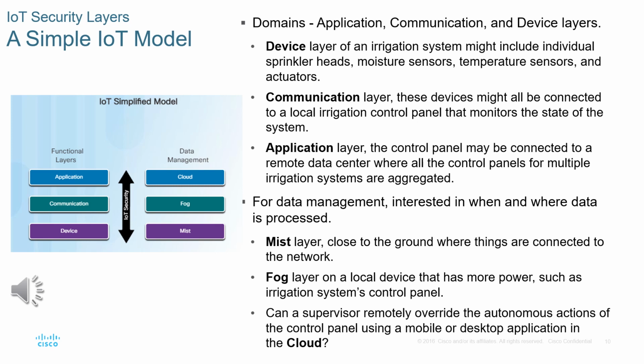For data management, we are interested in when and where data is processed. Is it processed at the mist layer, close to the ground where things are connected to the network? For example, can the sprinkler for an irrigation system detect temperature and soil moisture and activate autonomously? Or is the data processed at the fog layer, on a local device that has more power, such as the irrigation system's control panel? Can a supervisor remotely override the autonomous actions of the control panel using a mobile or desktop application in the cloud?